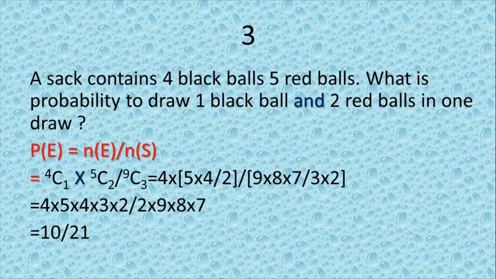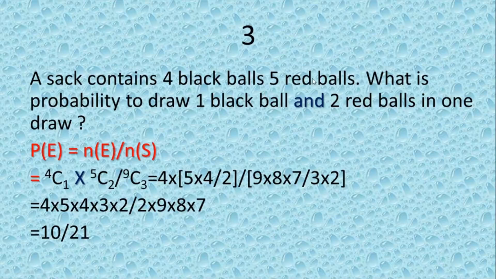The probability formula is P of E is equal to N of E divided by N of S. N of E is how many we are choosing and N of S is how many possible conditions are available, the sample space. So N of E is here from 4 black balls, 1 black ball is drawn. So 4C1. Here 1 black ball and 2 red balls are given. Here the AND condition is given, so we have to multiply it. And from 5 red balls, 2 red balls are drawn. So 5C2 divided by total balls.